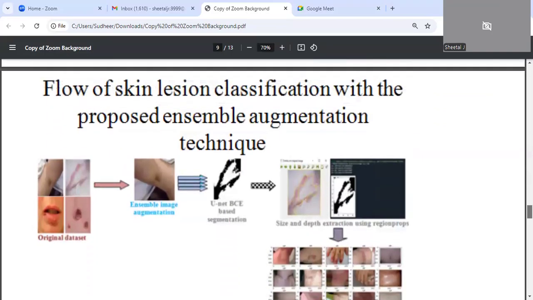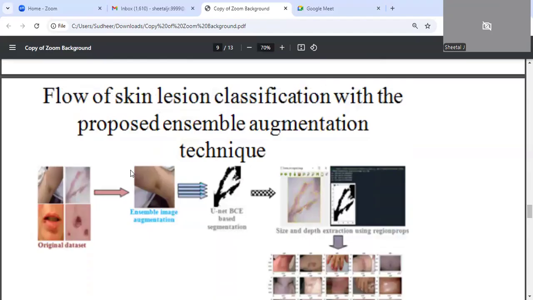So coming to the overall process of the model, first we feed the original data set, then ensemble image augmentation will be applied, so more images are generated. The segmentation is performed using the binary cross-entropy loss function of U-Net.